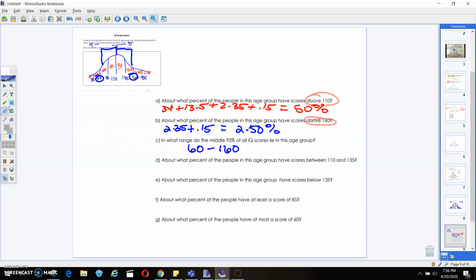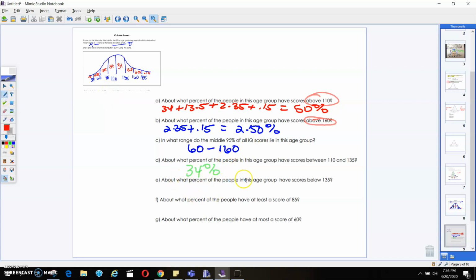Next question asks, about what percent of the people in this age group have scores between 110 to 135? Okay, so from 110 to 135, what percent of the people in this age group have the scores between those? Well, from 110 to 135, 34%. Hopefully at this point you're kind of picking up this information. Doesn't really get much more complicated than this.